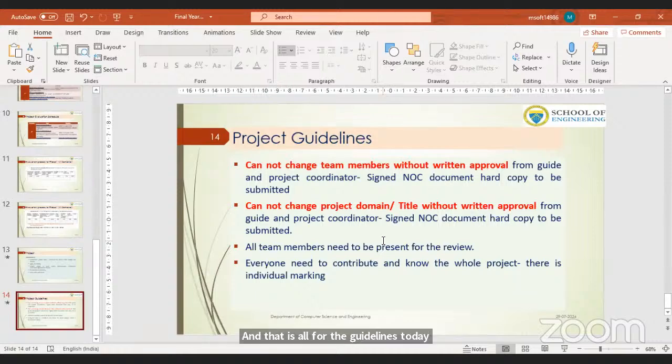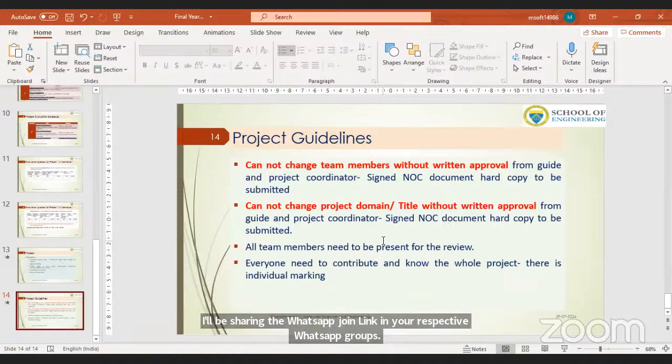And I'll be creating 3 groups: A, B, and C sections in one group, D and E in another group, and F and G in one more group, because a WhatsApp group cannot take all the sections in one group. So there is a limit for that. I think it's around 250. So that is why I'll be creating 3 groups, and I'll be sharing the WhatsApp join link in your respective WhatsApp groups. And if you have any queries, you can write back to me.